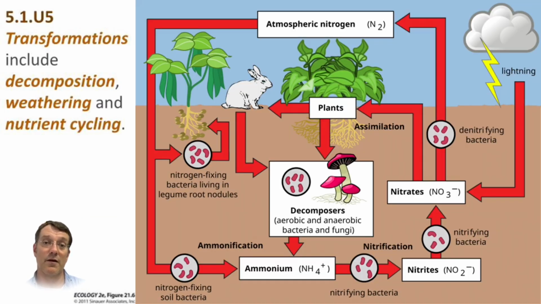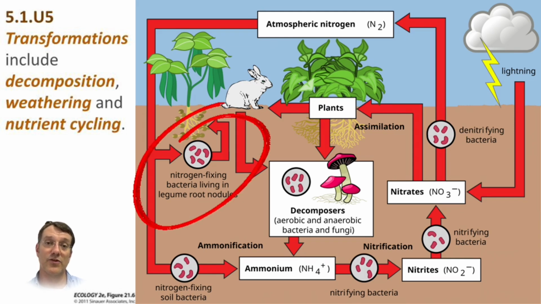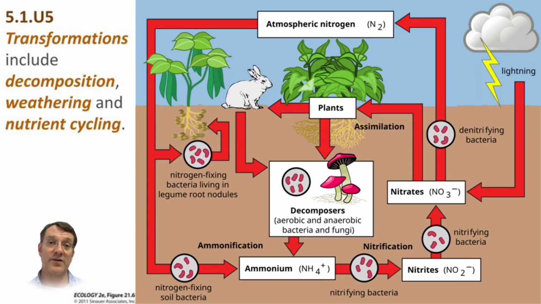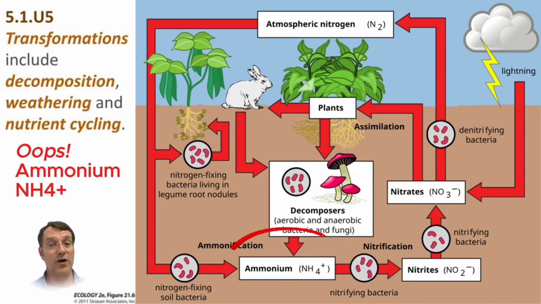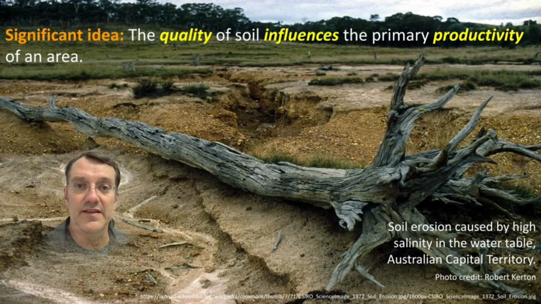You want to know that there are bacteria that live in close conjunction and cooperation with different plants, particularly your leguminous plants, and that those bacteria are responsible for a process called nitrogen fixation, where they break down that diatomic nitrogen from the atmosphere, that N2, and they transform it into a form called nitrates or NO3. The other big idea in this topic is that the quality of the soil influences the productivity of an area.